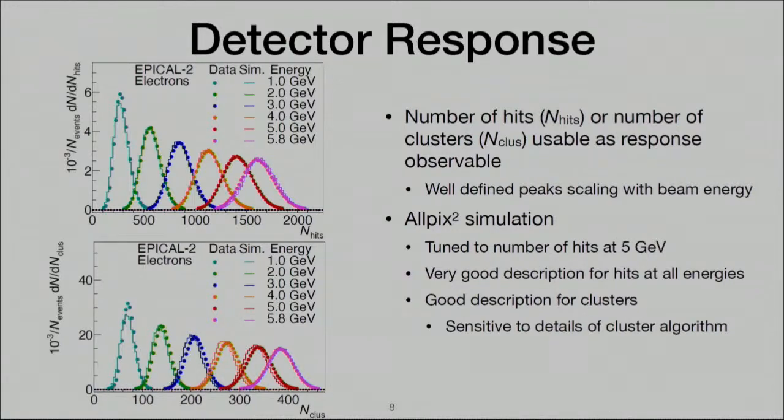But you see the behavior you expect, an increase with beam energy to higher values, and the peak is relatively nicely described again with simulations. The simulation, in fact, I should say, is tuned to the 5 GeV point for the number of hits. So that's where the agreement is, of course, perfect. But all the other curves are also very nicely described.